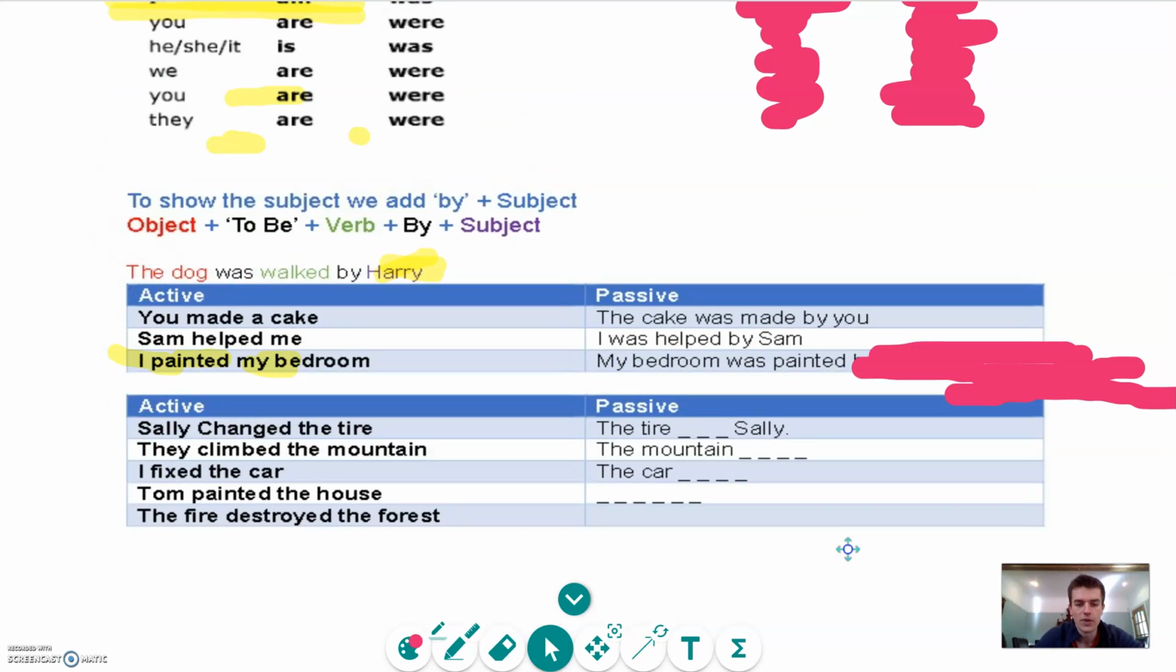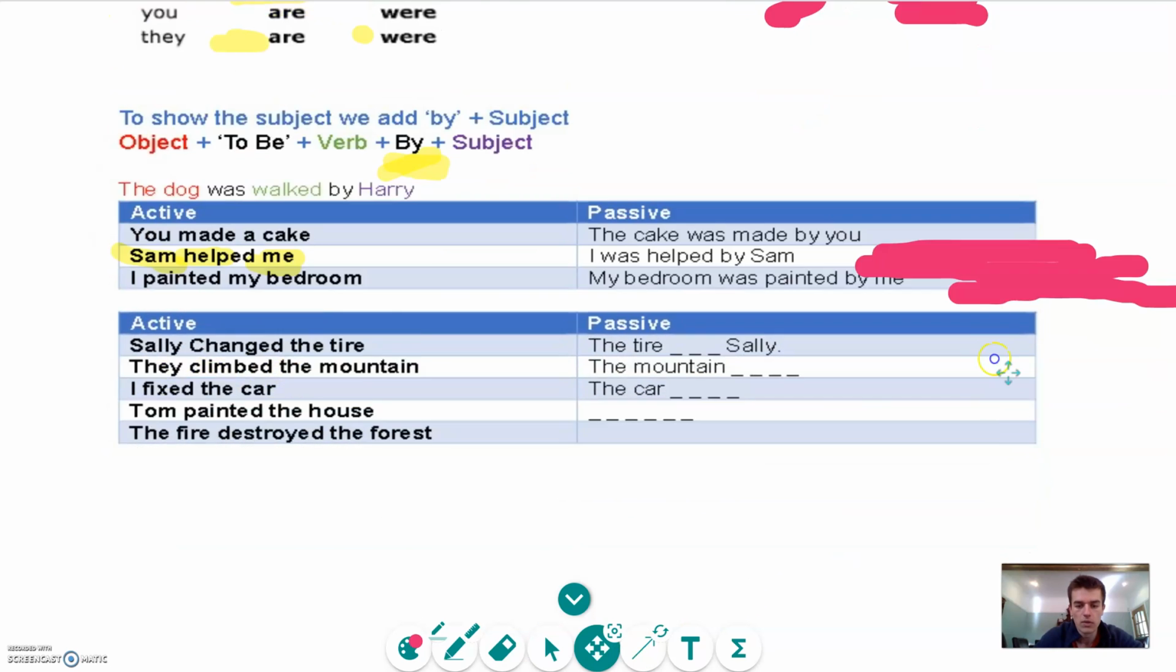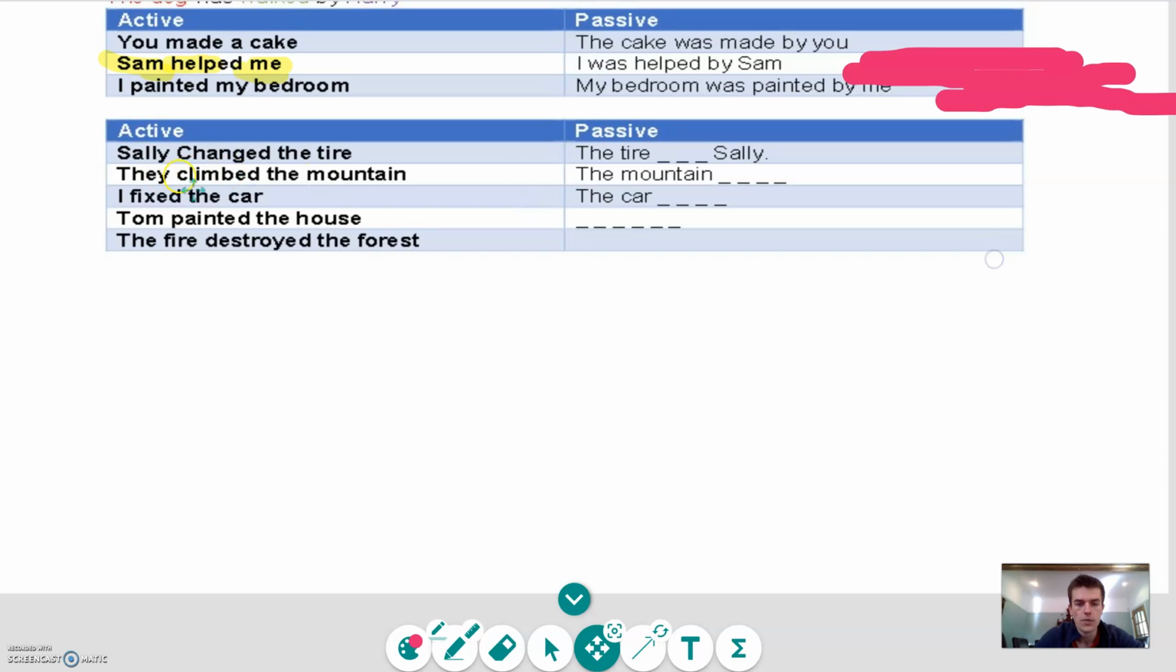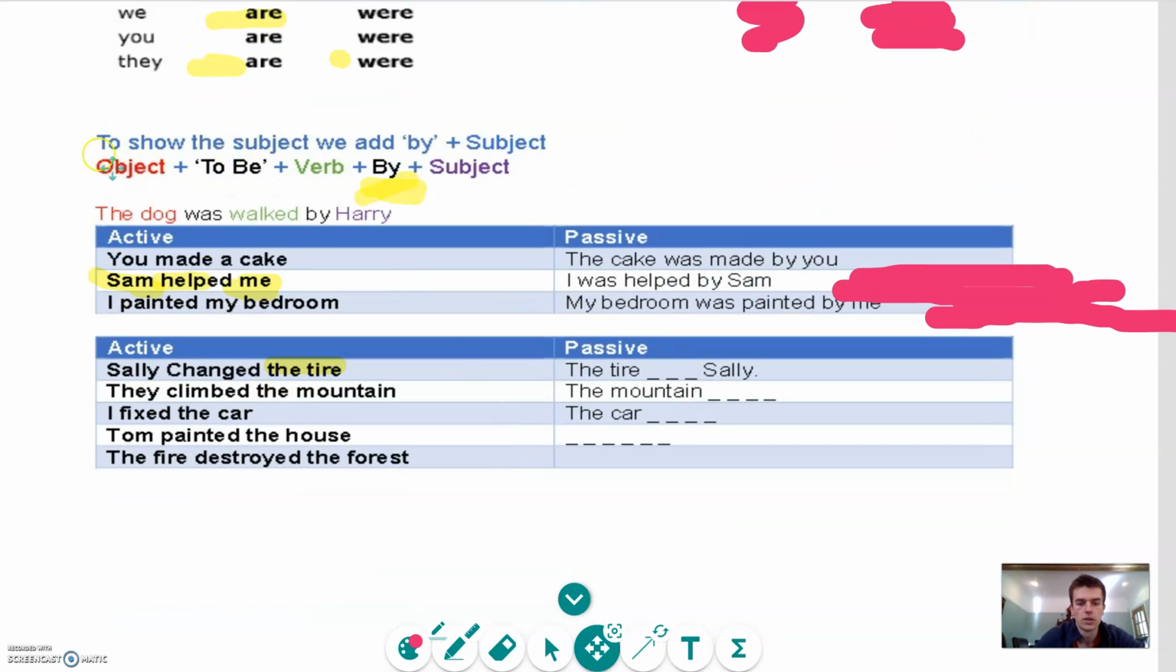And then finally we have this activity here where we go through a few active sentences and try to change them into the passive. As we go through, they get a bit trickier. The first one, we can see "Sally changed a tire". It's the first active sentence. And then in the passive, we start off with the object, which is the tire, at the start of the sentence, remember, as per the formula: object, to be, verb, by subject.